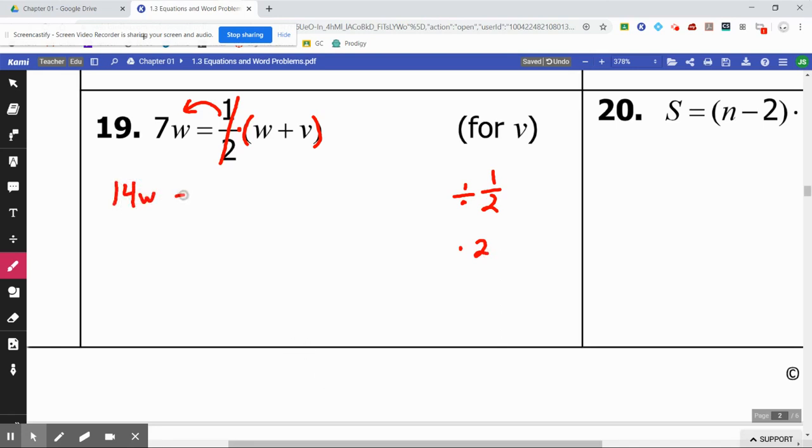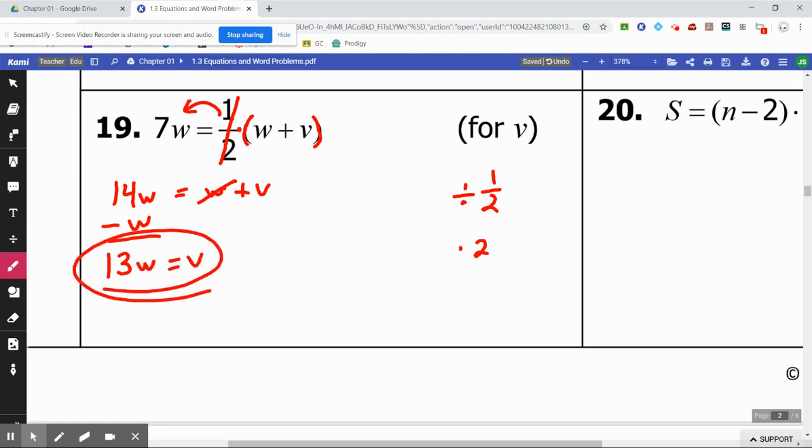So now you have 14w equals w plus v, and that's going to make things so much easier. Because now to get v by itself, we're just going to move this other w over, which gives you 13w equals v, and that's what you want. You want v by itself. You're solving for v.